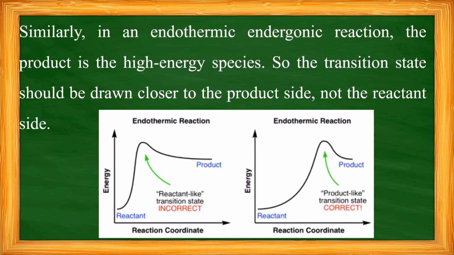Similarly, for all endothermic reactions or endergonic reactions, the product has higher energy than the reactant. And here, the transition state, which is supposed to lie closer to the species higher in energy, here in this diagram, it is shown closer to the species that is lower in energy. Therefore, this diagram is incorrect. So the correct energy profile for the endothermic reaction or endergonic reaction is this one.